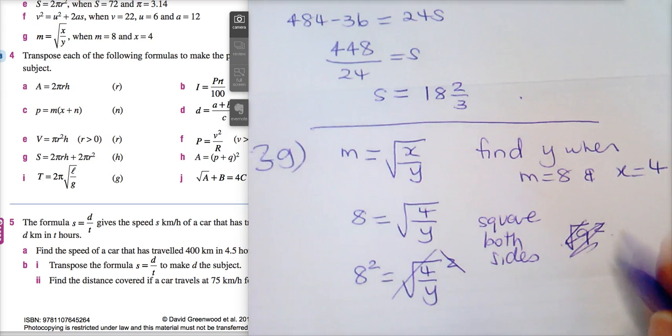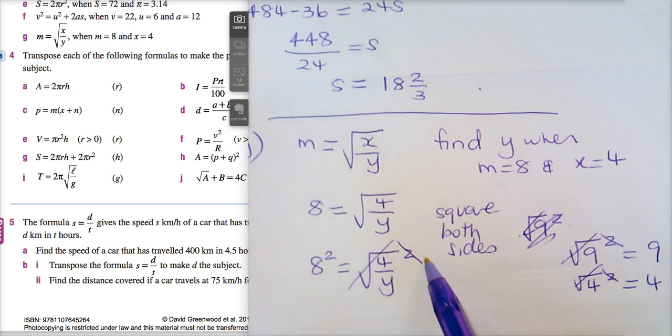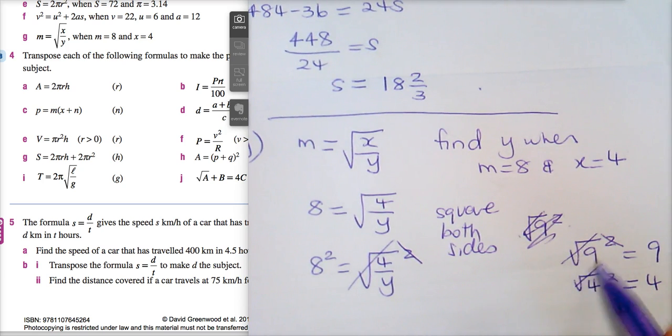Why do you think I showed this? Square root of 9 squared is 9. What's the square root of 4 squared? Square root of 4 is 2, 2 squared is 4. They're inverse operations, so a square root and a squared sign cancel each other out. Square root of 9 is 3, 3 squared is 9. Square root of 4 is 2, 2 squared is 4. Square root of 16 is 4, 4 squared is 16.